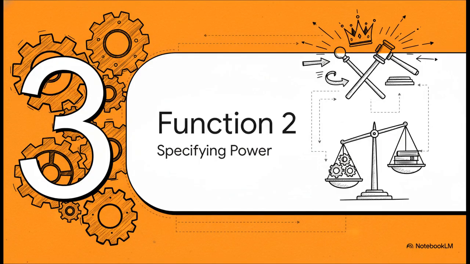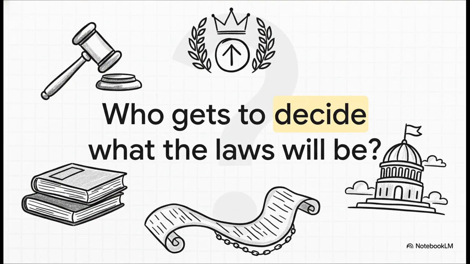All right, so we have rules. That makes sense. But who makes them? That's the next logical question, isn't it? And that brings us right to function number 2, specifying power. Yeah, who gets to decide what the laws are going to be?